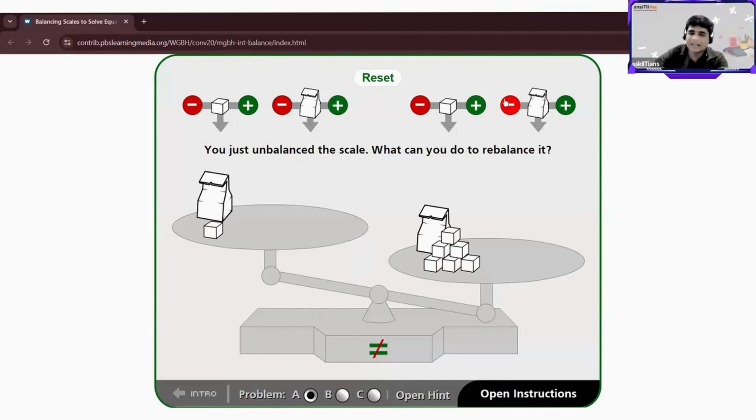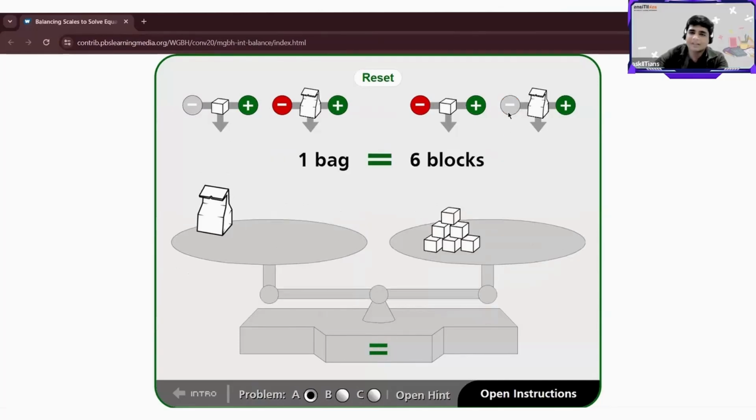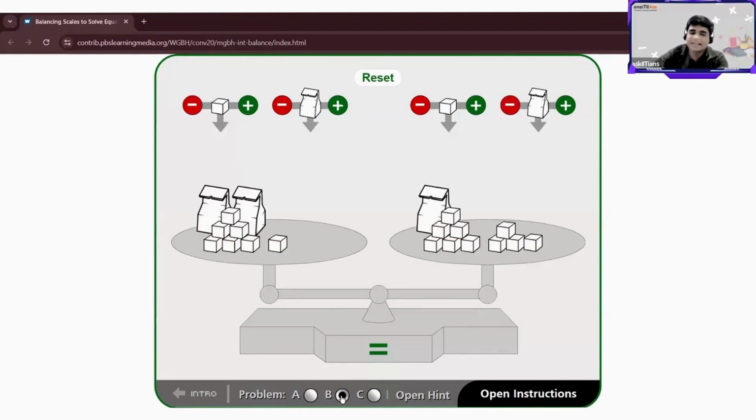But for that, I'll have to do what? I will first remove one cube from over here. Then one bag is equal to 6 blocks. One bag has 6 blocks. Are you getting my point? Let's take one more.